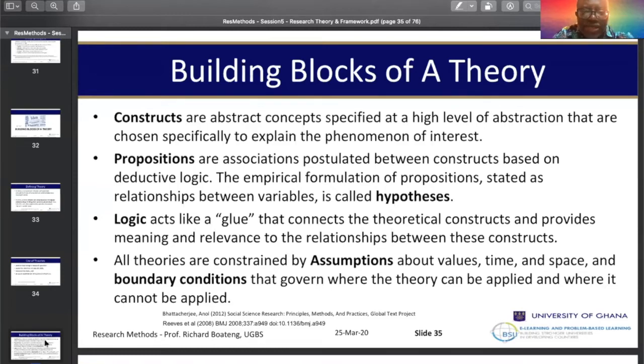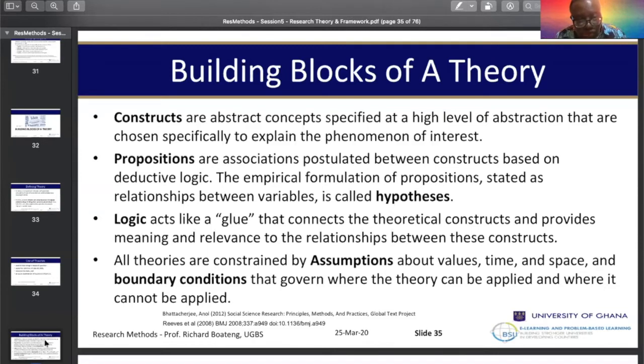Then you also have propositions. Propositions are the relations between the constructs. The quantitative people call it hypothesis. The qualitative people call it propositions. Okay. And then logic. The logic means, why does the theory exist? What does it seek to do?